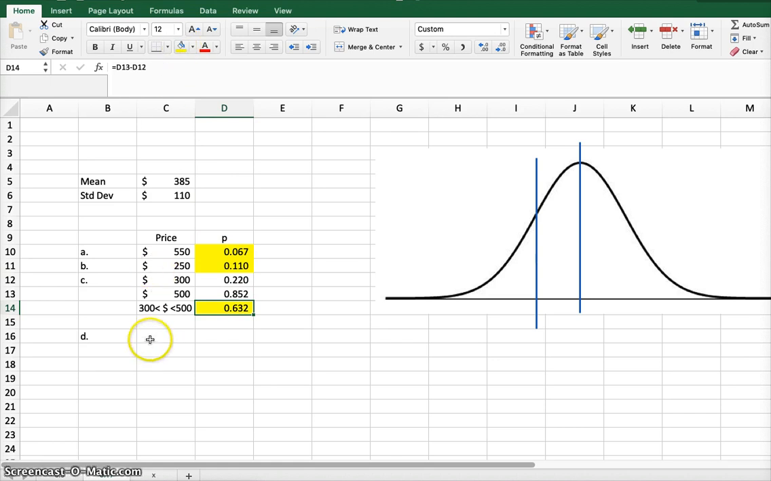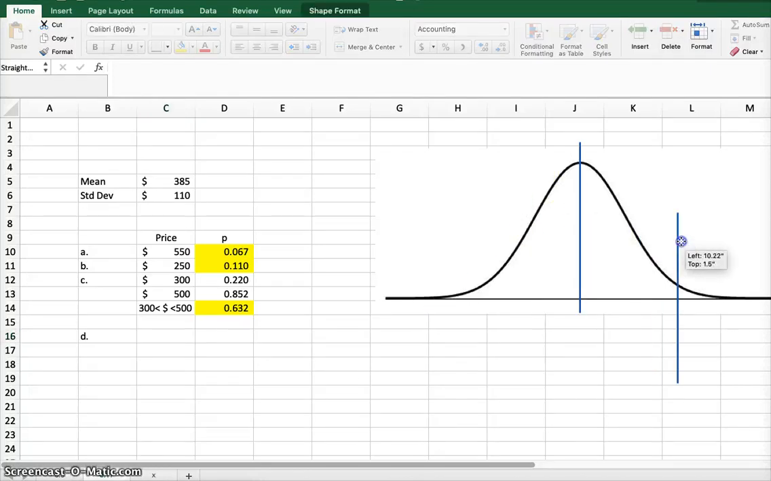Okay. Then D wants to know what's the cost for the 3% highest domestic airfares. So it wants to know over here, the top 3%. So what's this dollar amount? So basically, I want to know what 97% is, okay? So 3% is here. I want to know what this other 97% is.